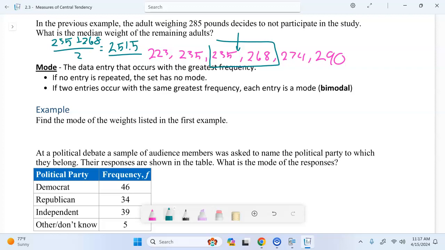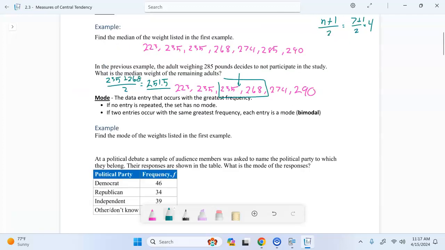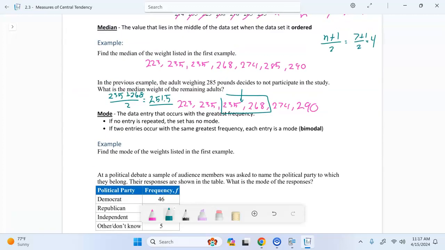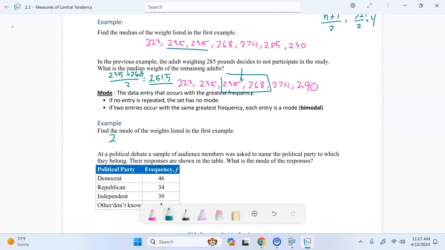So when we use our original sample, what data value has the highest frequency? 235. 235 shows up twice. Everything else shows up only once. So our mode is 235.